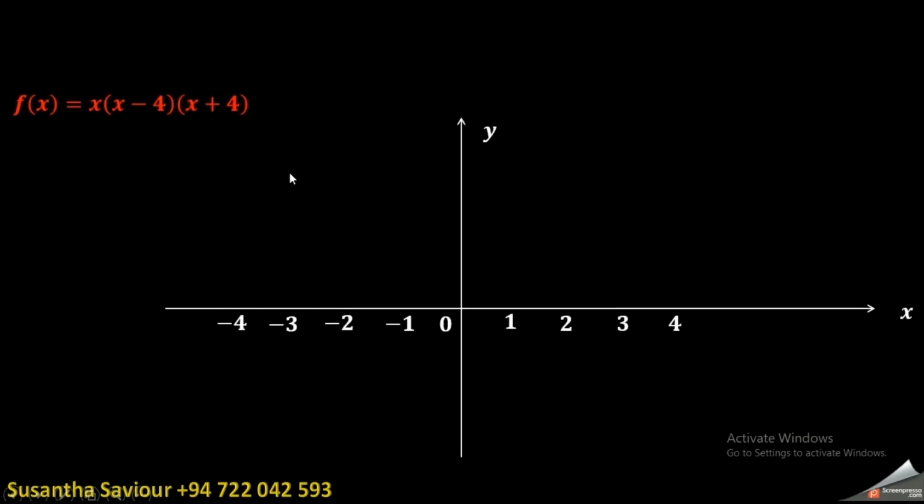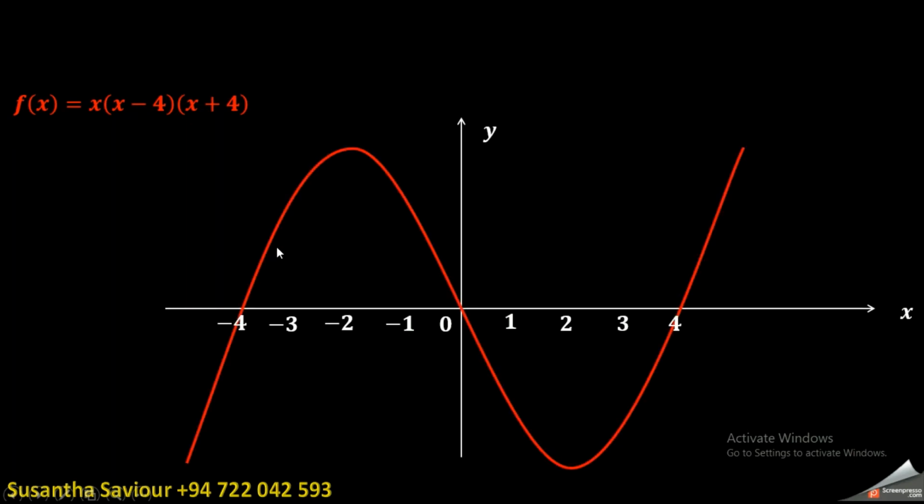We will have a look at another kind of transformation. f(x) equals (x minus 4) x (x plus 4). So this is a cubic curve, and it's a beautiful curve like this. We will look at it.